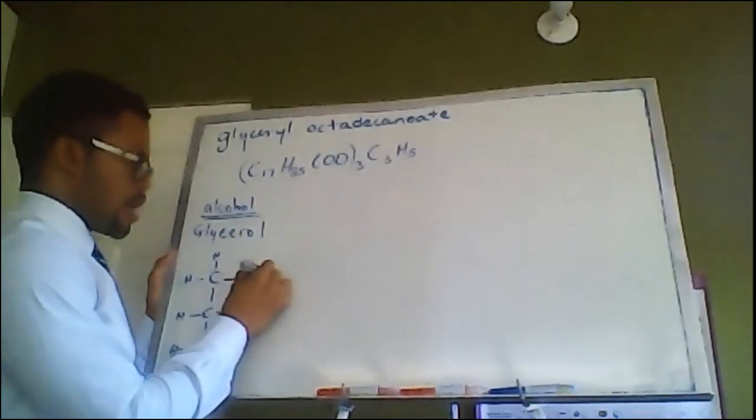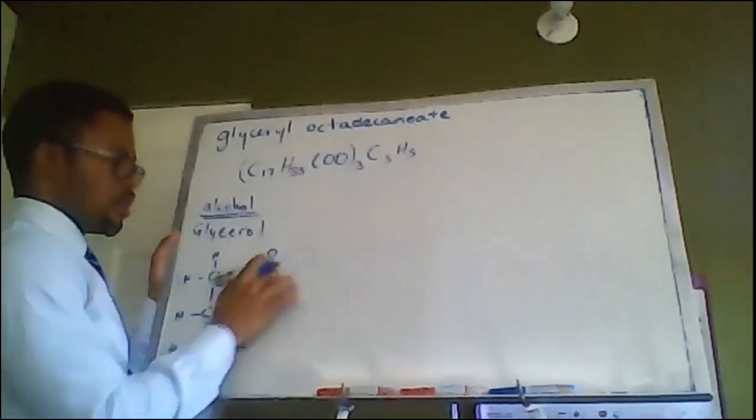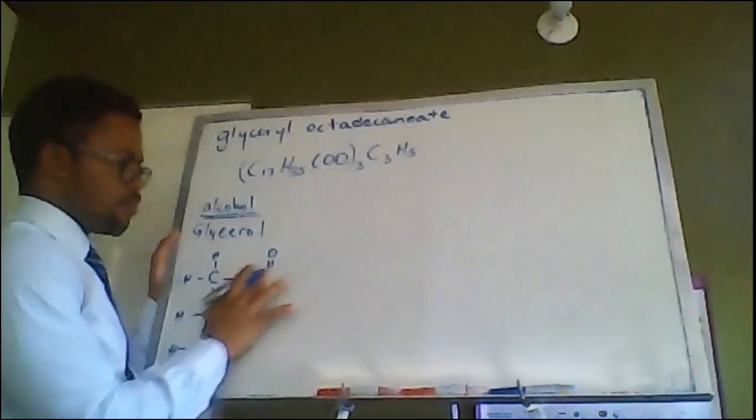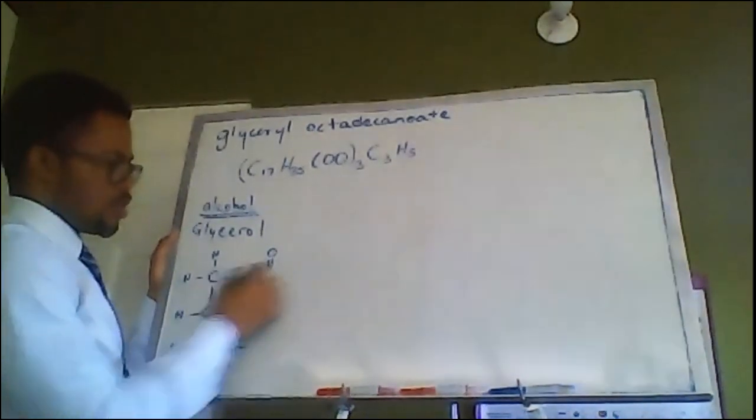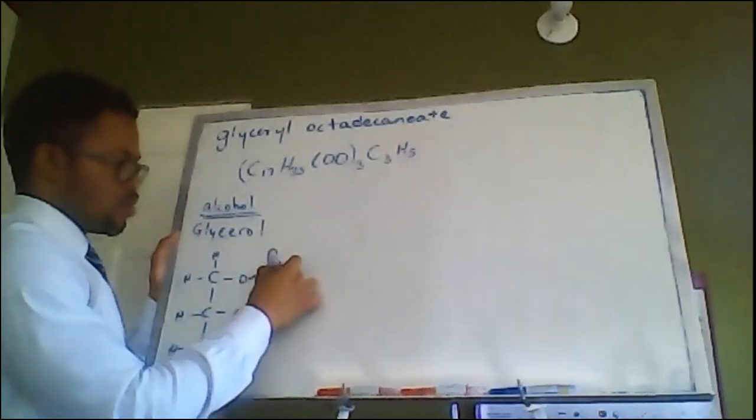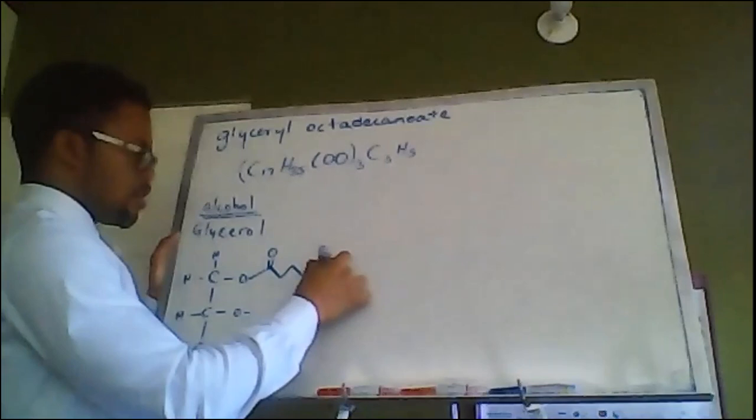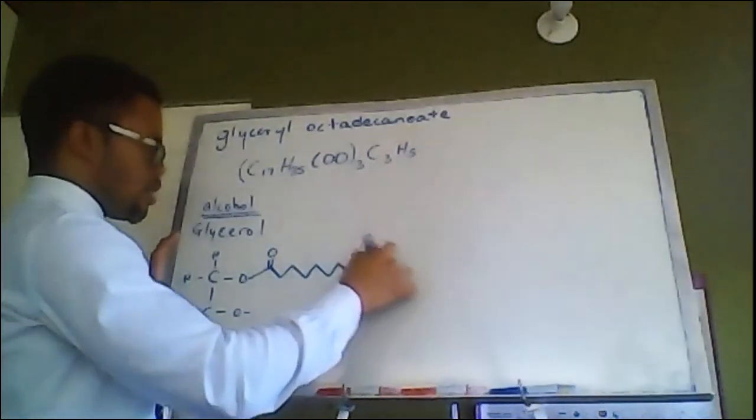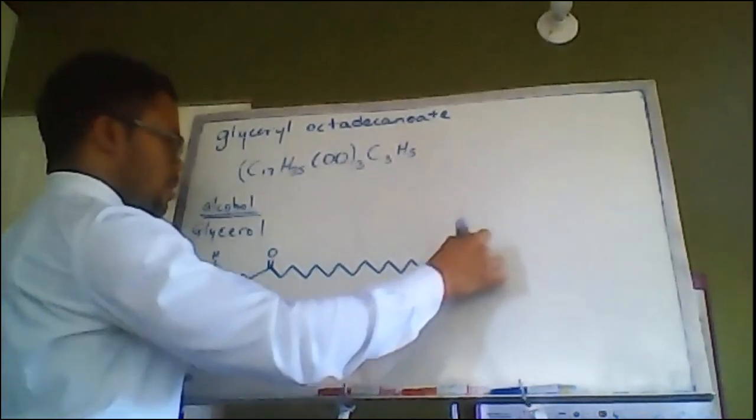All right, so it's going to be this bonded to a carbon. The carbon has a double bond here. So I'm going to still represent them like that. So this is 1, 2, 3, 4, 5, 6, 7, 8, 9, 10, 11, 12, 13, 14, 15, 16, 17.